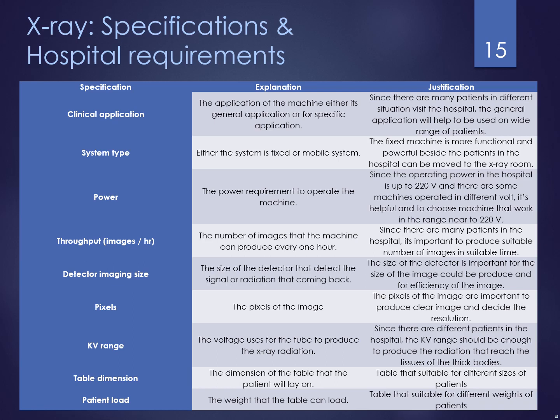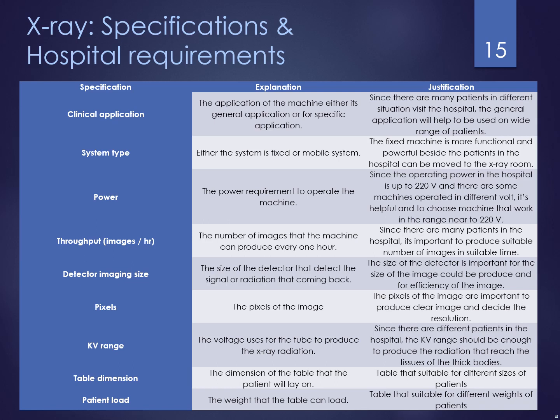Detector imaging size, the size of the detector that detects the signal or radiation coming back from the body. The size of the detector plays an important role in image size and image efficiency. Pixels, the pixels of the image. The pixels of the image are important to produce a clear image and decide the resolution of the image.